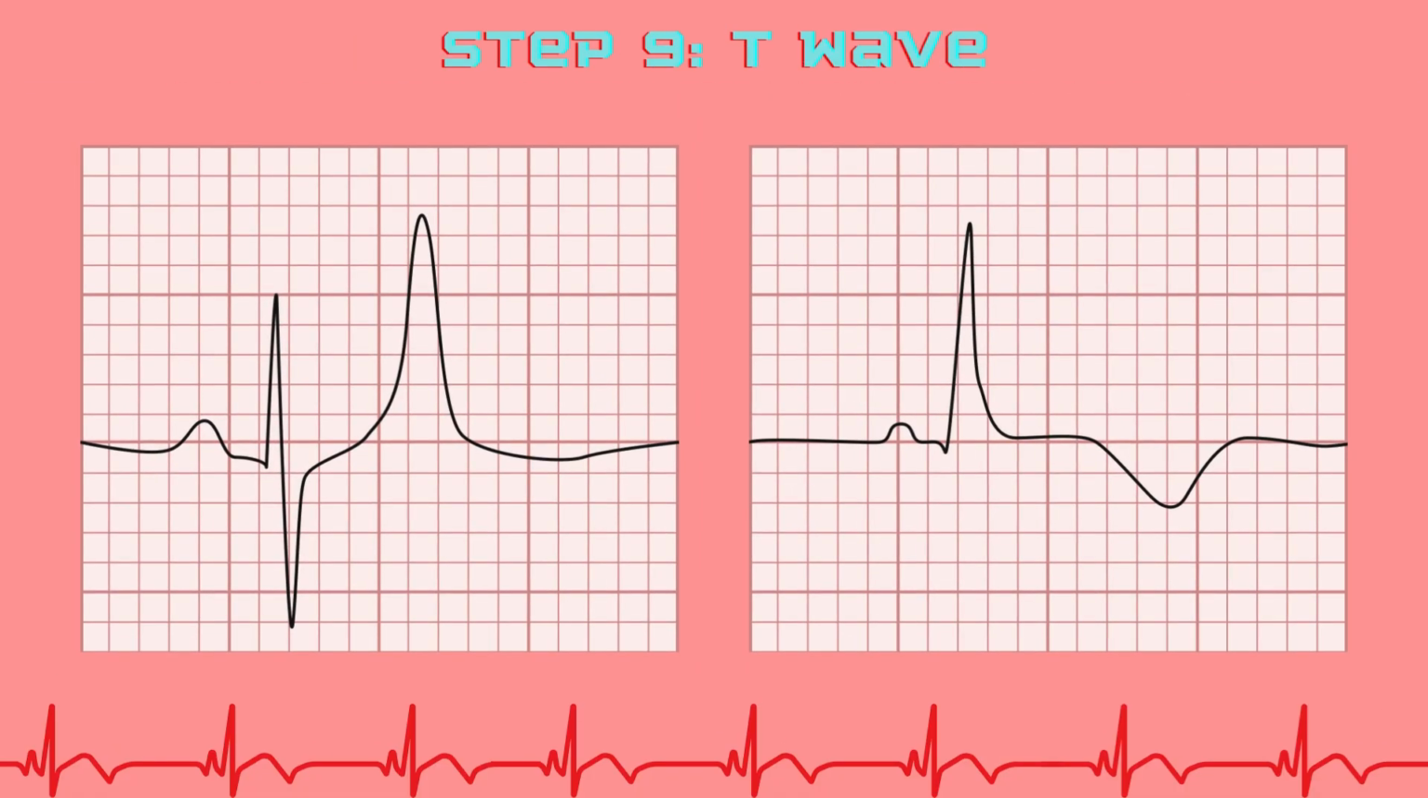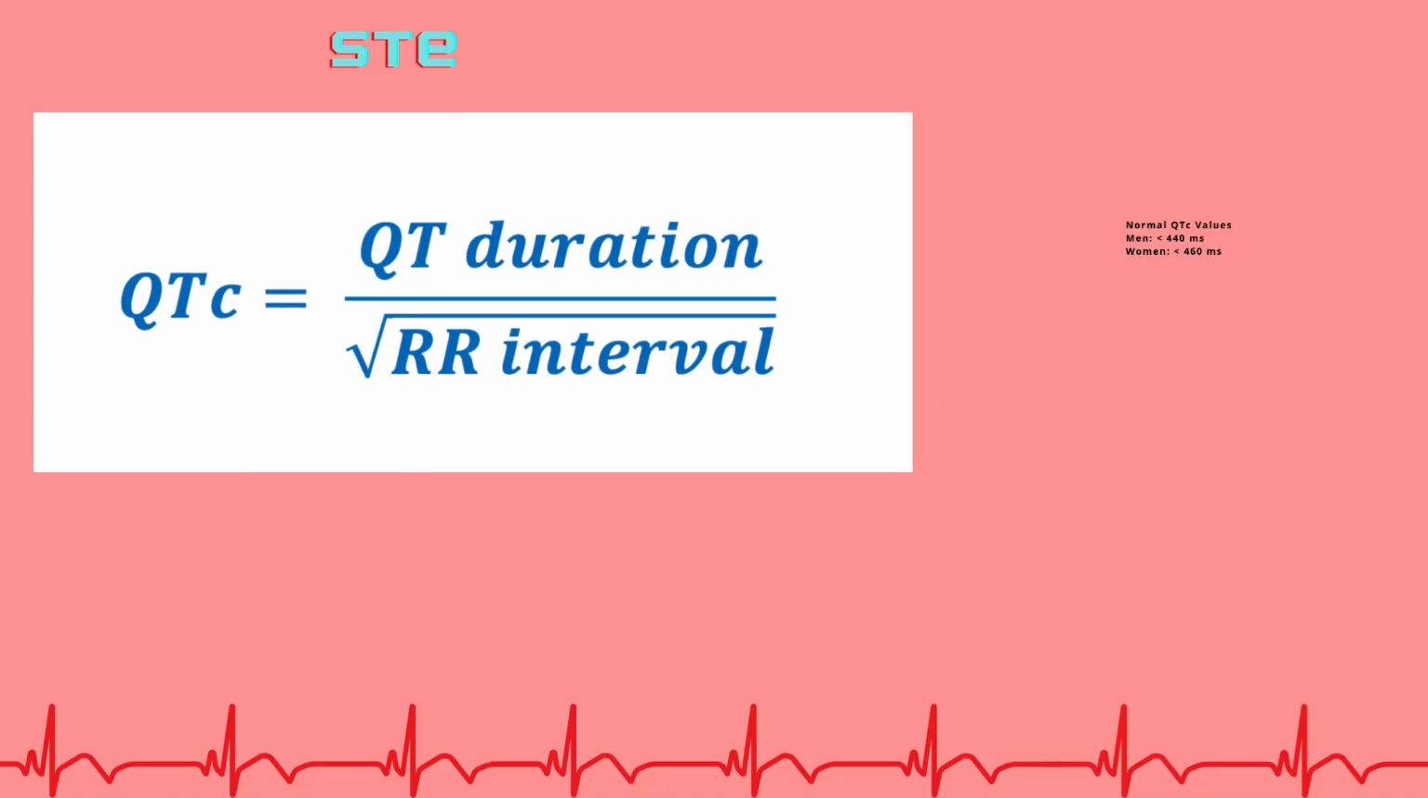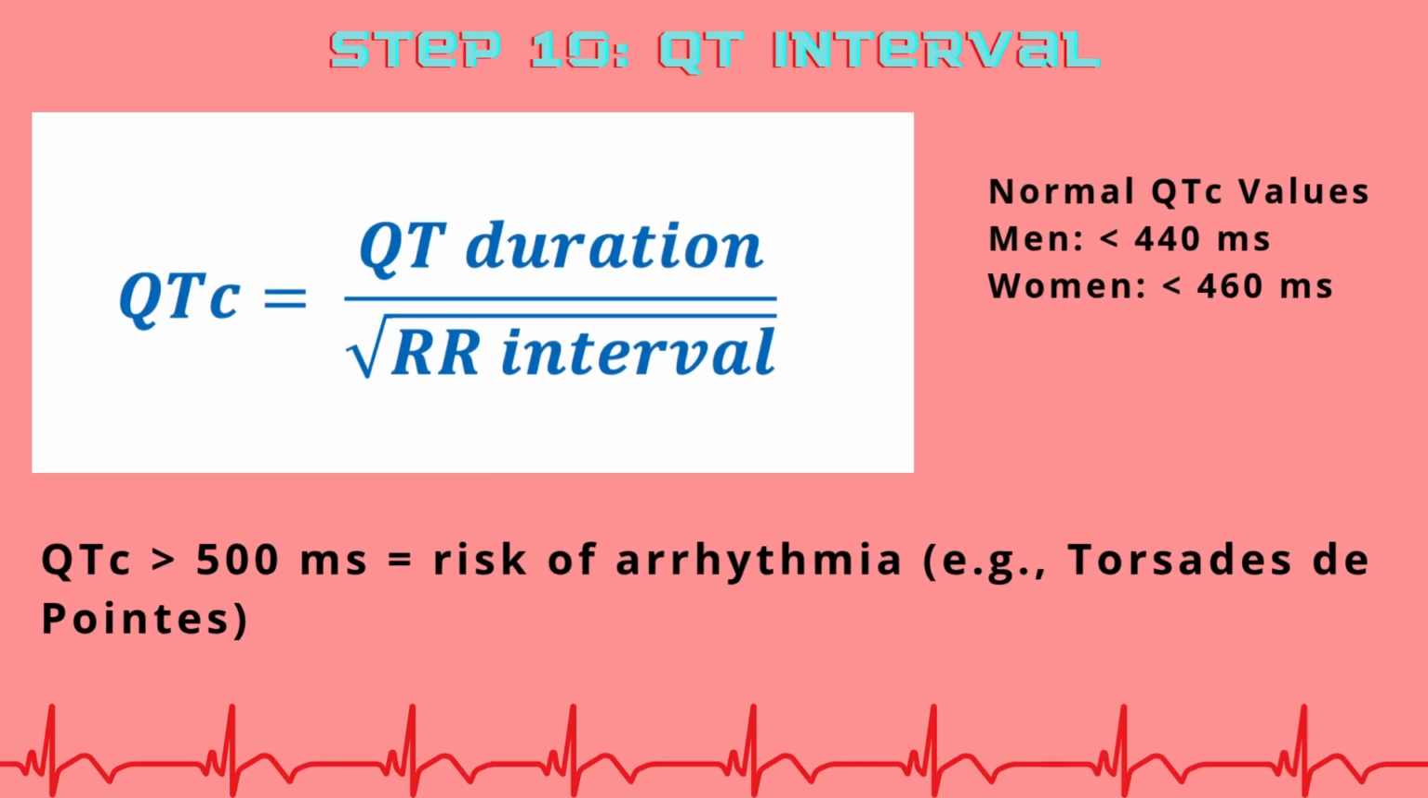Step 9 is the T wave. Is it upright or inverted? Tall, peaked T waves may suggest hyperkalemia. Inversions may reflect ischemia. Step 10 is the QT interval. Use Bazett's formula. A prolonged QT time increases risk for ventricular arrhythmias.